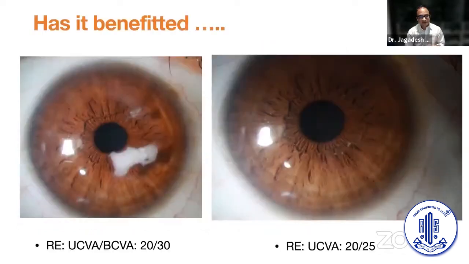So has it benefited the patient? I think yes. Though there's just one line of improvement in vision, the patient's happiness with the fact that her quality of vision has improved significantly was a big benefit that we gave to the patient.